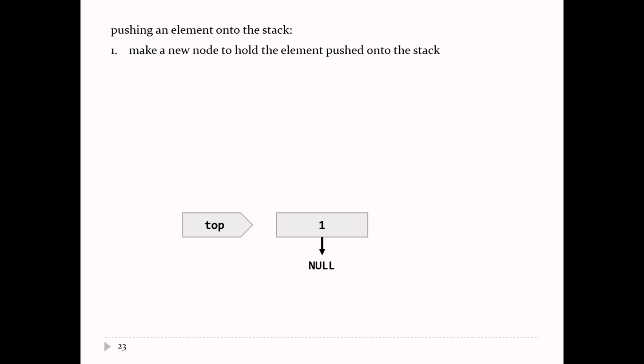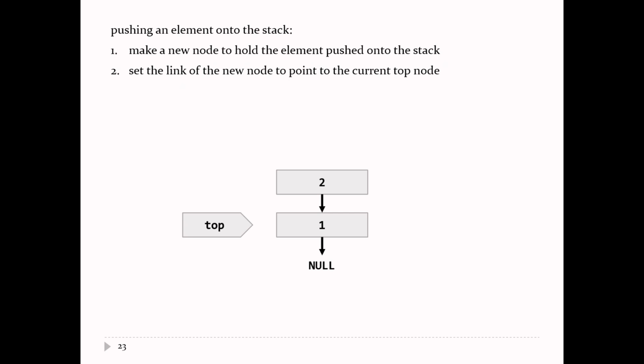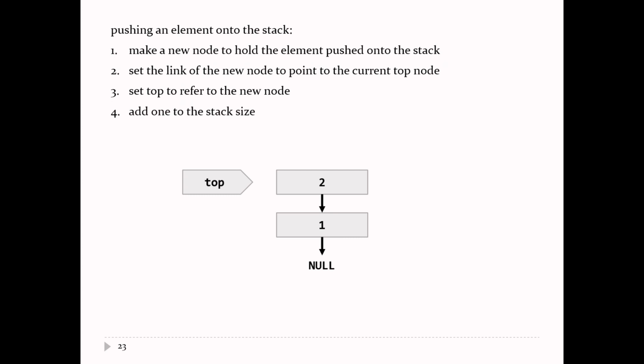If I want to push another element on top of the stack, I need to make a new node and store the element in the node. Then I need to hook that node up to the old top of the stack, so I set its link to point to the previous top node. Then I need to adjust the top pointer so that it points at the new node. But remember, top's just a pointer, and that link is just a pointer, so I can do all of this with just a little assignment. And then don't forget to add 1 to the stack size because you just added an element to the stack.